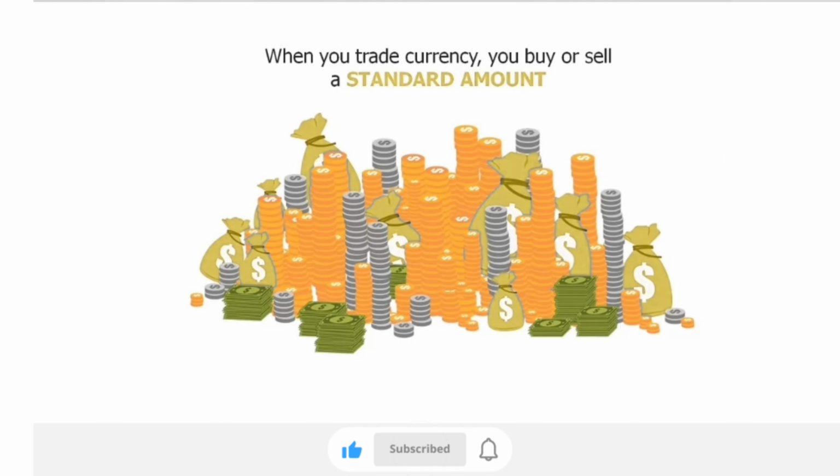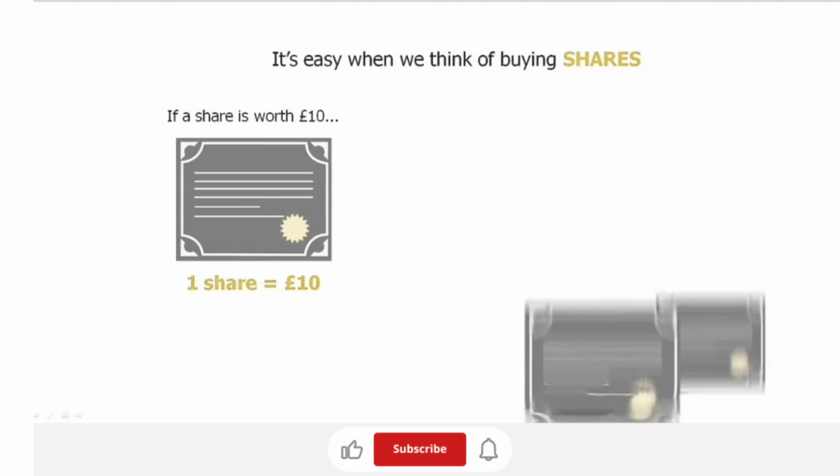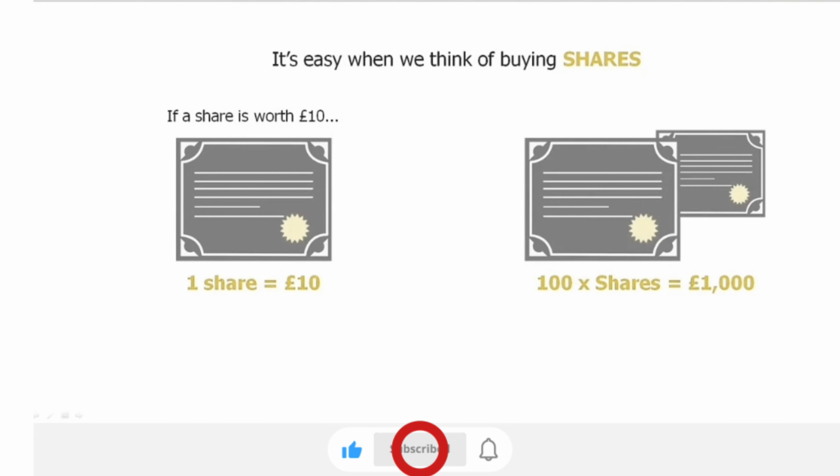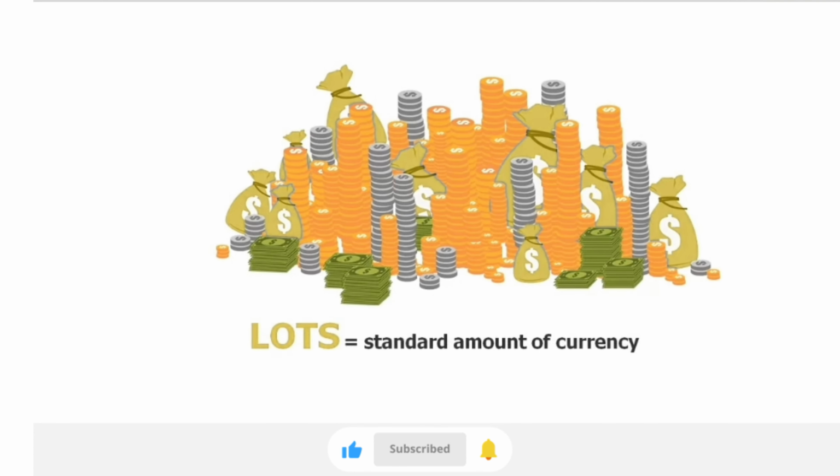When you trade currency, you buy or sell a standard amount of currency. These standard amounts are called lots in the Forex industry. This is very similar to buying a certain amount of shares. You can buy 10, 20, or 100 shares, and you pay the price accordingly. So when you buy or sell currency, you will buy or sell a certain amount of lots.